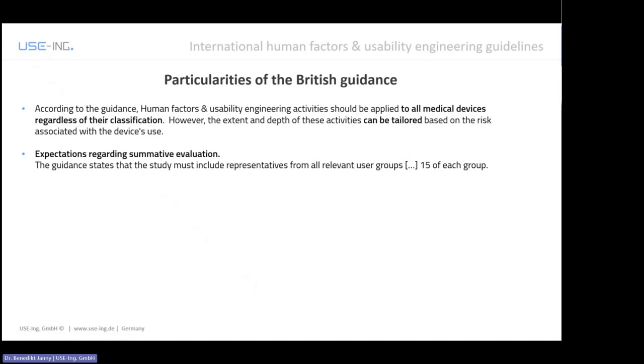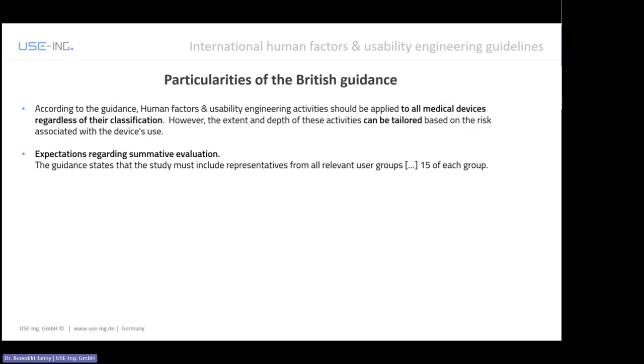According to the guidance, human factors and usability engineering activities should be applied to all medical devices, regardless of the classification. So this is something that this guidance has in common with the IEC standard. However, the extent and depth of these activities can also be tailored based on the risk associated with the device's use.